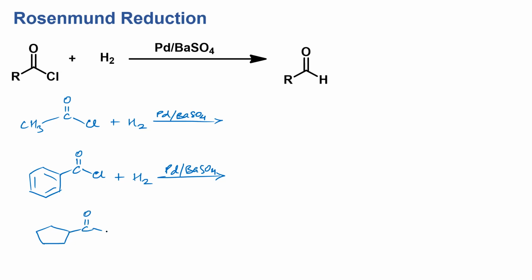So in this Rosenmund reduction, you don't have to do anything else. You just need to replace this chlorine with hydrogen. So generally, you can also write HCl here. That will be a byproduct. Just giving you guys 2 minutes. Please complete this. It is a very easy question. Okay, these three. Just need to replace Cl with hydrogen.